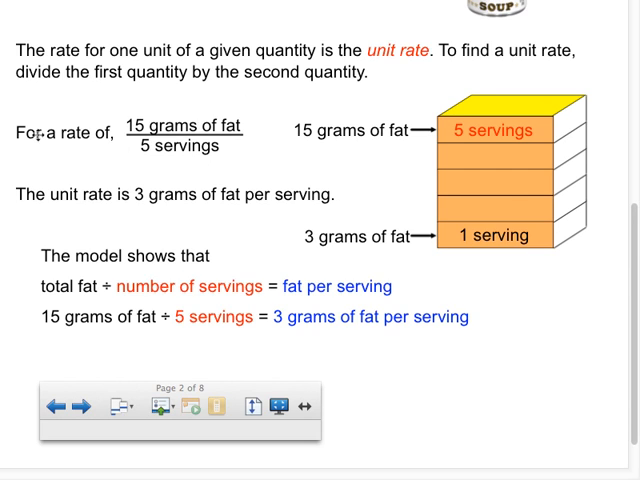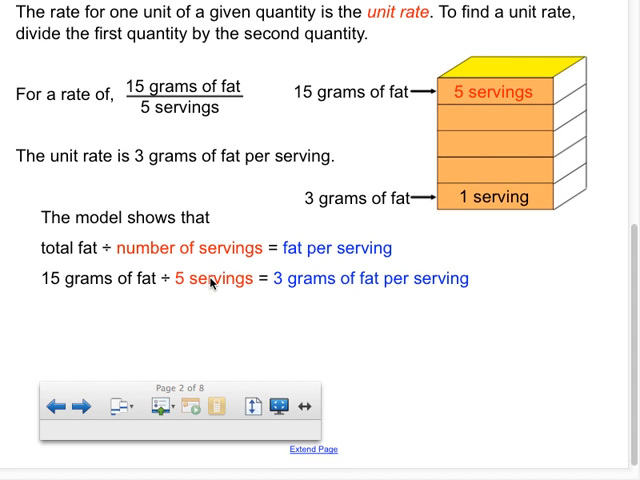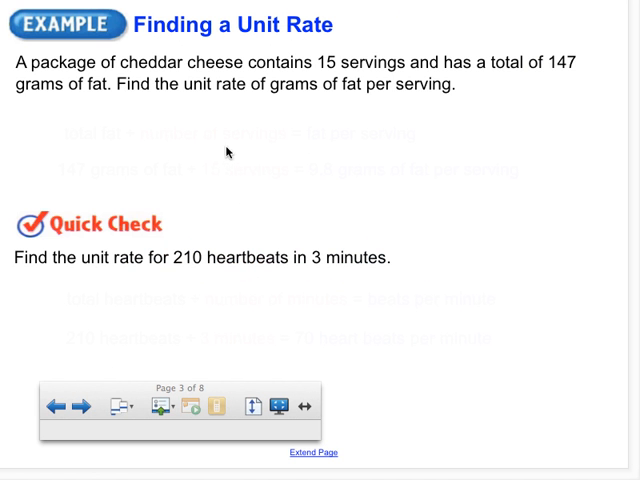So, for a rate of 15 grams of fat per 5 servings, the unit rate is 3 grams of fat per serving. 15 grams of fat divided by the number of servings gives us 3 grams of fat per 1 serving. That is the unit rate. The model shows that total fat divided by number of servings equals fat per serving. So in our case, 15 grams of fat divided by 5 servings equals 3 grams of fat per serving. Now we're going to use this formula. So here's a formula. You need to solve this problem.